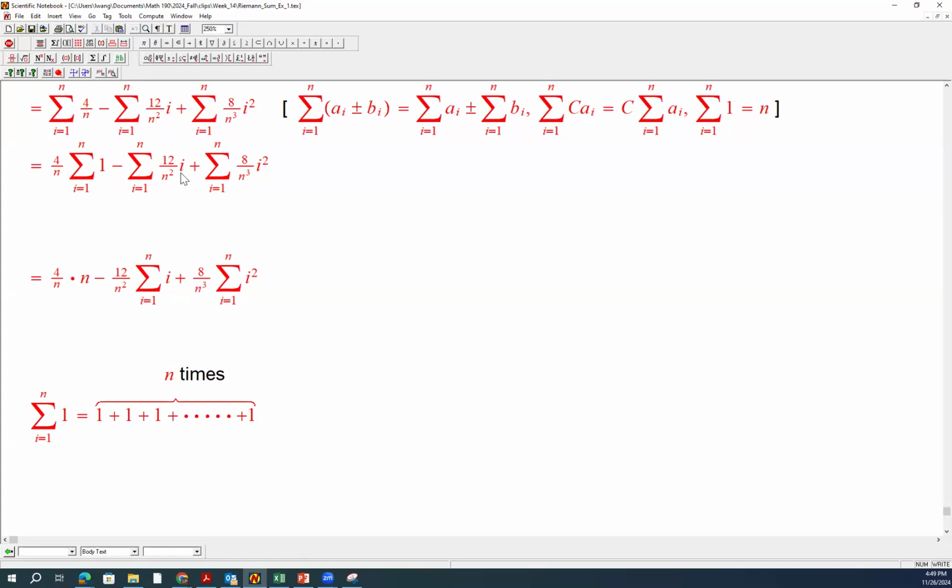On the second piece, once again, 12 over n squared can be treated as a constant. And for the same reason, they don't have anything to do with i, so we bring them out. So we use the second property. The third one is that 8 over n to the power 3 will be treated as a constant. For the same reason, that's how we take all of these constants outside.